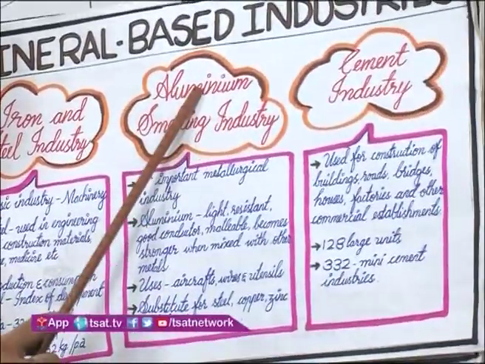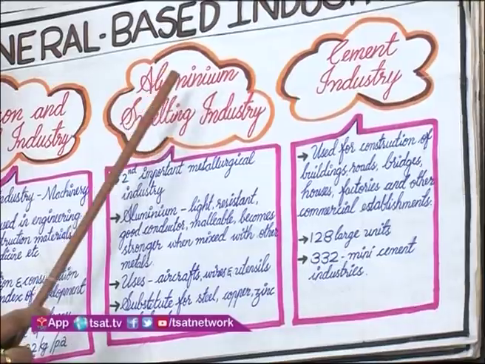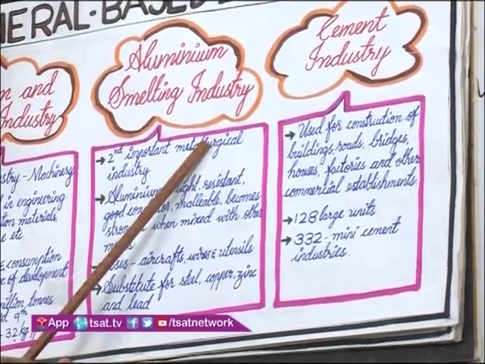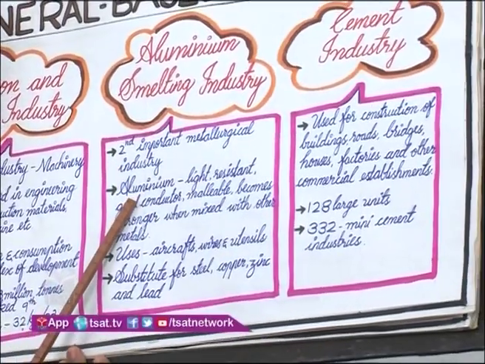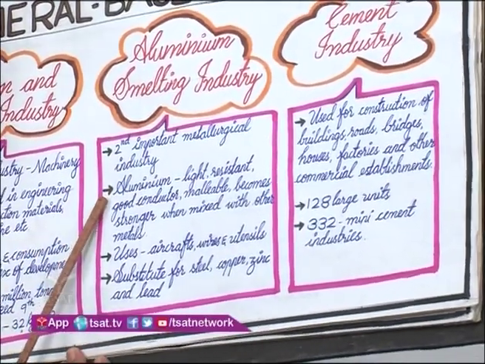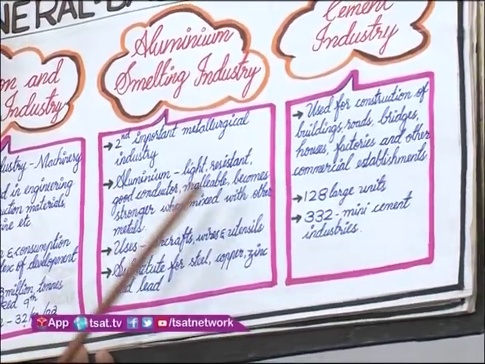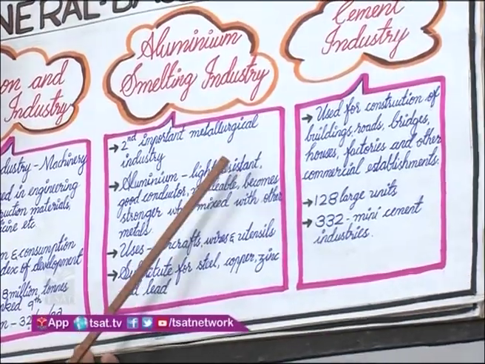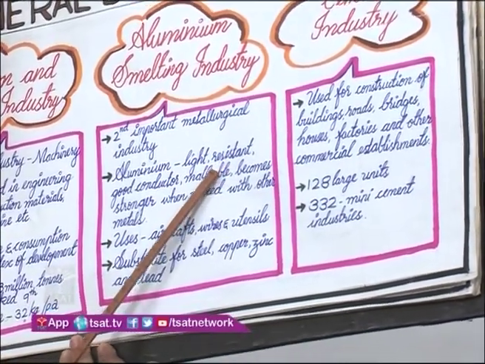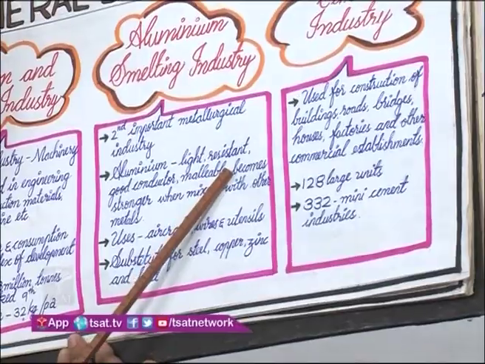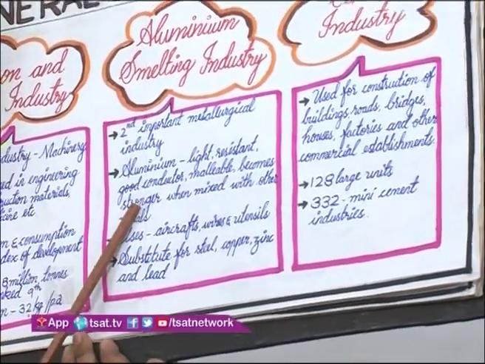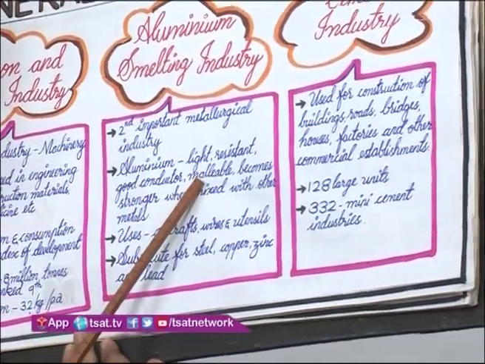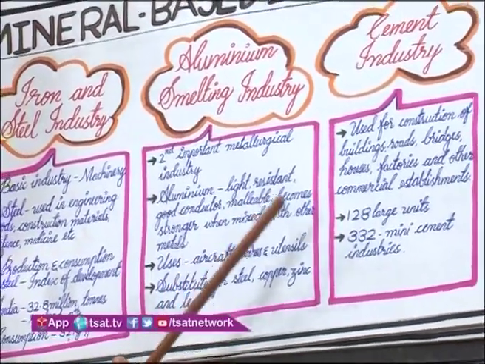Coming to the second important one, it is the aluminium smelting industry. This is also called a metallurgical industry, and aluminium has special qualities which make it so helpful in many things. It is light in weight, it is resistant to corrosion. Corrosion means getting rusted. It does not get rusted. It is a good conductor of heat and electricity. It is malleable. Malleable is the virtue by which it can be turned into sheets.